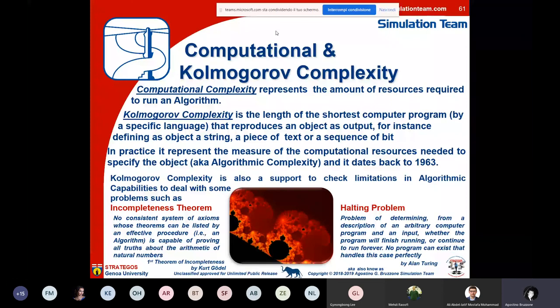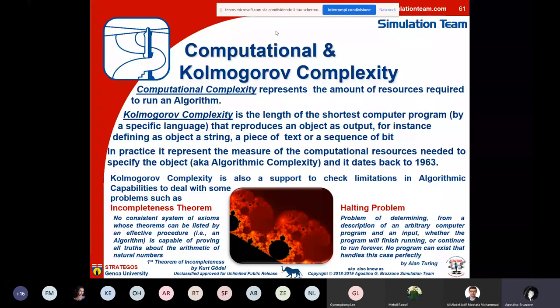Please note that this definition dates back to 1963. So half a century, or more than half a century, okay. The Kolmogorov complexity introduces some kind of consequence such as the incompleteness theorem by Gödel. Maybe some of you have heard about Gödel. Gödel was saying that there is no consistent system of axioms whose theorems can be listed by an effective procedure that is capable of providing all truth about the arithmetic of natural numbers. That means that if you have a scheme of axioms, etc., you can always find some inconsistency in it.